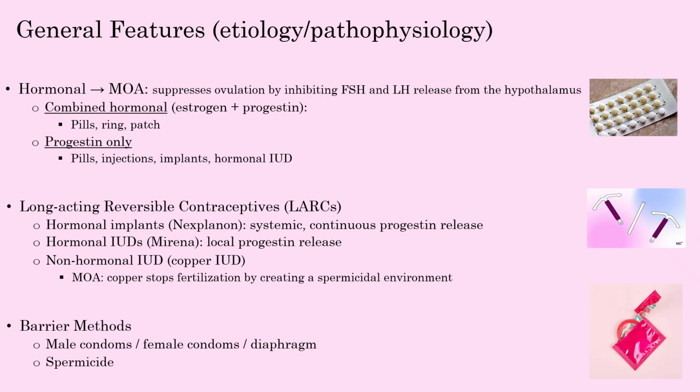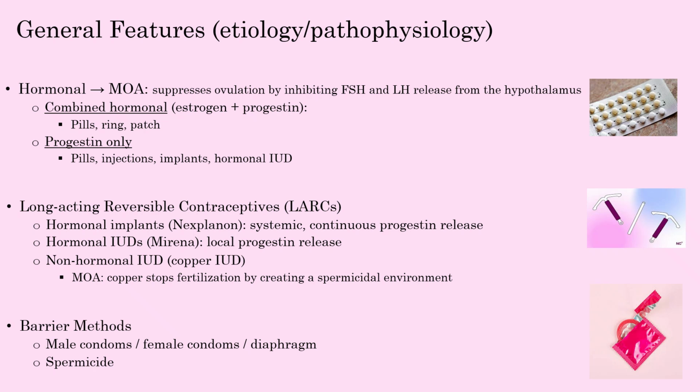Then we have hormonal IUDs. These are devices inserted into the cervix. Depending on the brand, some hormonal IUDs are FDA approved to stay in place for 8 years. These work by locally releasing progestin. Then we have non-hormonal IUDs, such as the copper IUD. These are devices inserted into the cervix. They are FDA approved to stay in for 10 years. They work by stopping fertilization by creating a spermicidal environment.